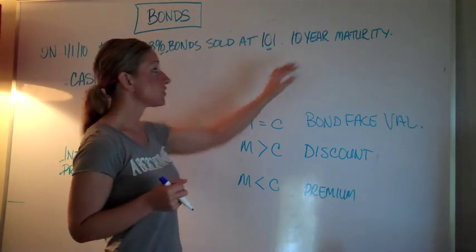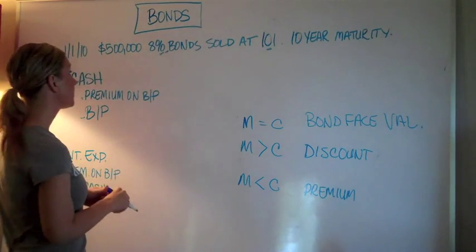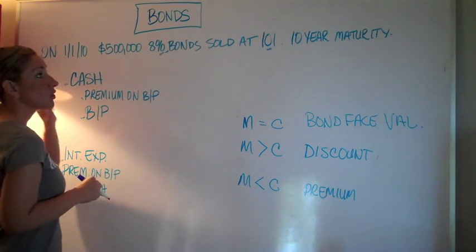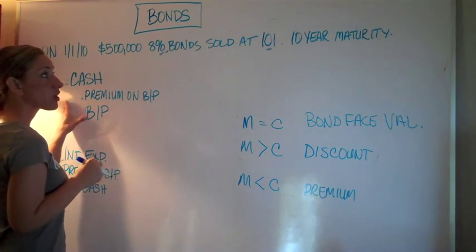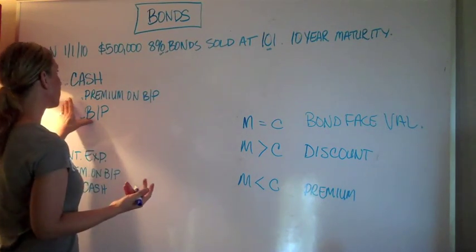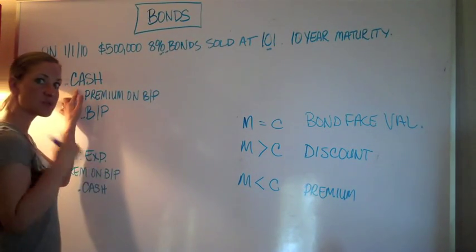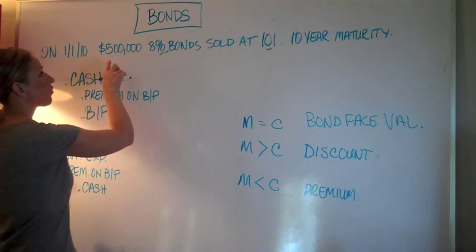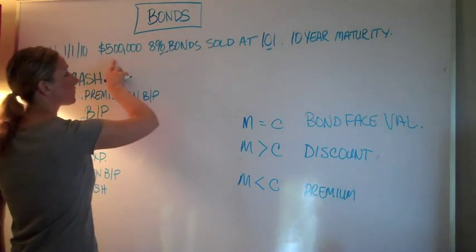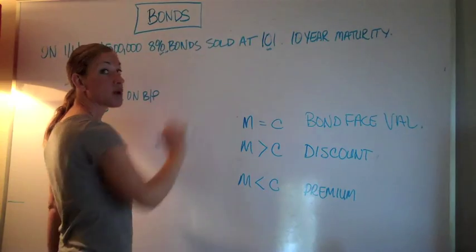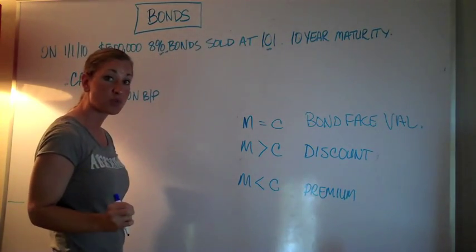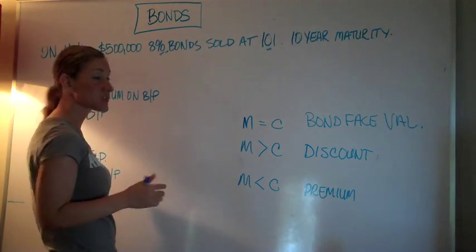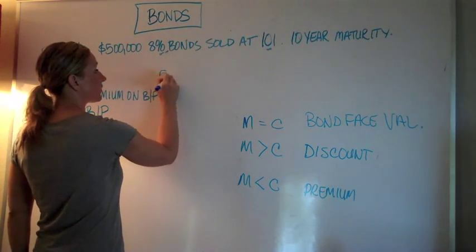It's 10 years to maturity, and the interest is paid on a semi-annual basis. So we've started our entry for the issuance of the bond. We're going to debit cash because we're receiving cash, and we've sold it at 101. So 500,000 times 1.01, or 101%, is going to give us $505,000 that we received.